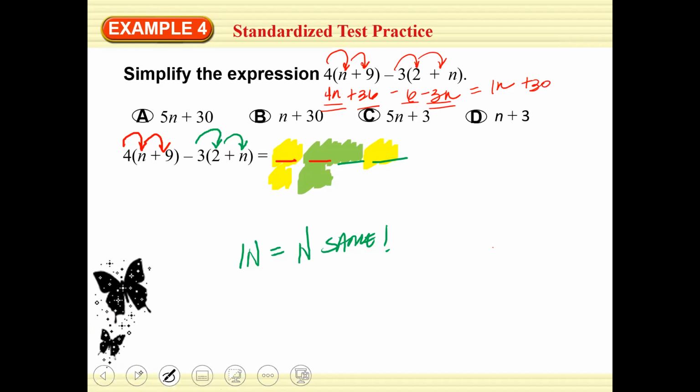Then looking at your answer here, which one is n plus 30? It will be, not D. It will be B, and just imagine there's a 1 in front of that.